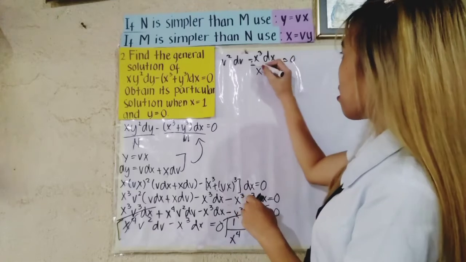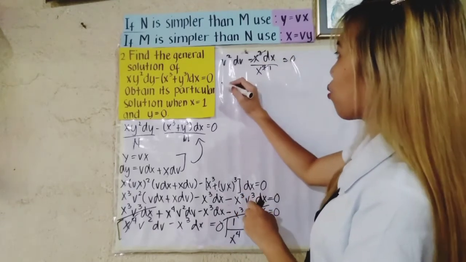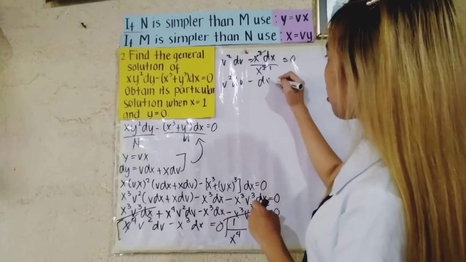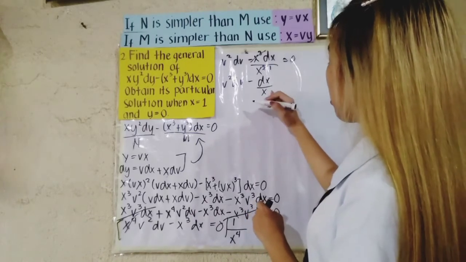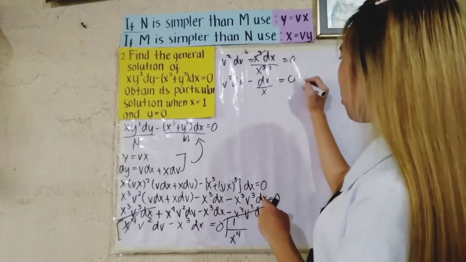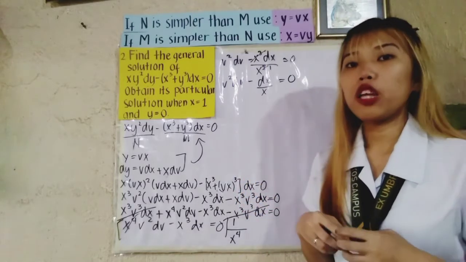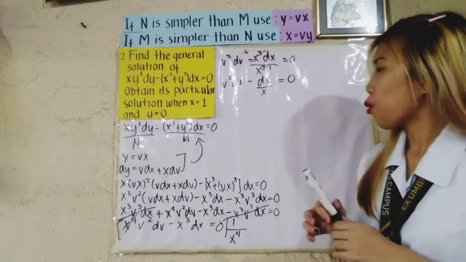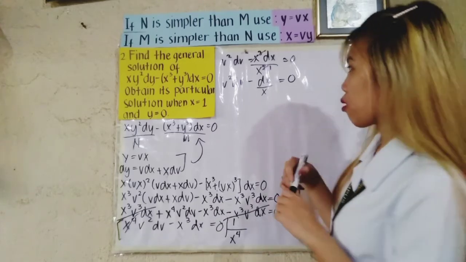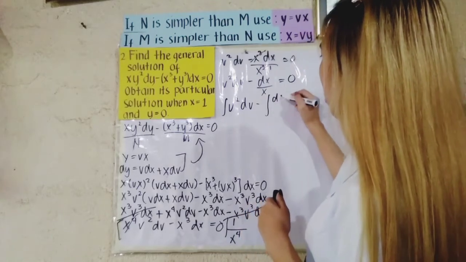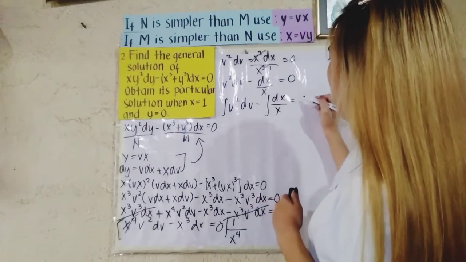So, pwede pa natin ito makancel. So, makancel na ito. May matitira na lang tayo ditong 1. So, we have here v squared dv minus dx over x equal to 0. So, next natin na gagawin, since na-derive na group na natin siya into corresponding dx and dv, pwede na natin siyang integrate term by term. So, integration of v squared dv minus integration of dx over x equal to 0.